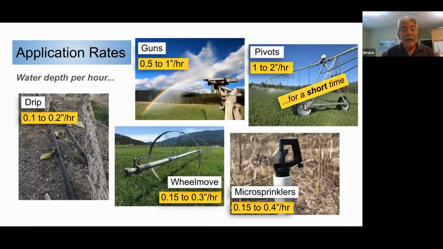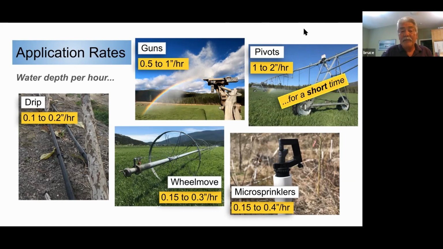Application rates. Now, keep in mind that your various types of irrigation, you're going to be applying the water at a very significantly different rate. So obviously with a drip irrigation system, you're applying water at very slow rates, anywhere from 0.1 up to 0.2 of an inch per hour. On the flip side of it, you're looking at the big traveling guns where you have from 0.5 to 1 inch of water being applied per hour. And then in between, you have your pivots, your wheel moves, and your micro sprinklers.